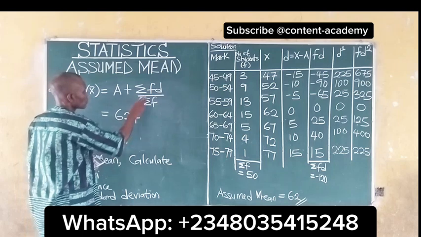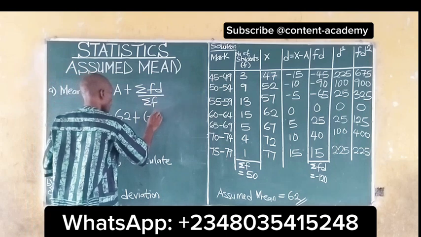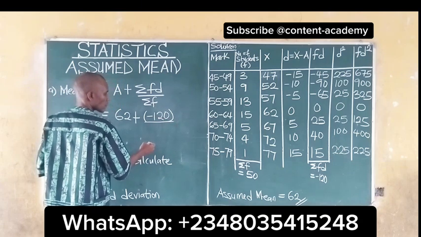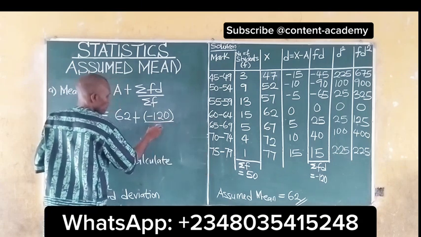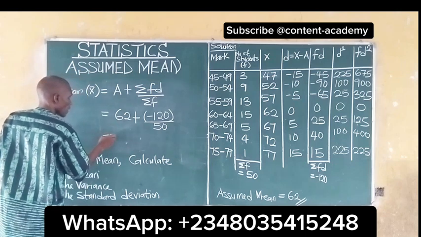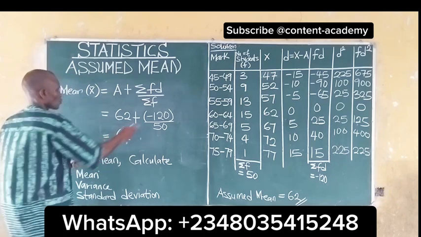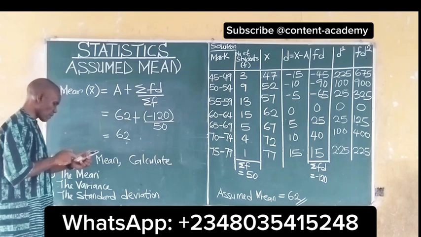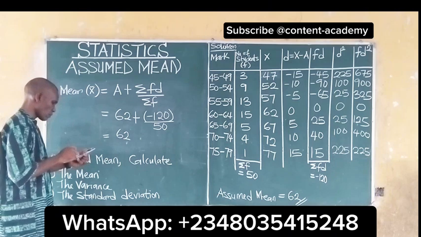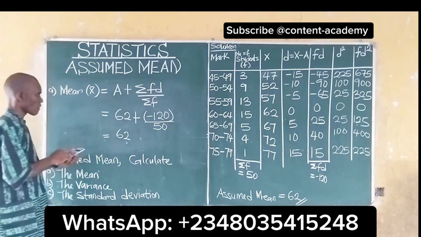Our assumed mean is 62. What we got here is negative 120, divided by the summation of F, which is 50. So we have 62 plus negative 120 divided by 50. We get negative 2.4.